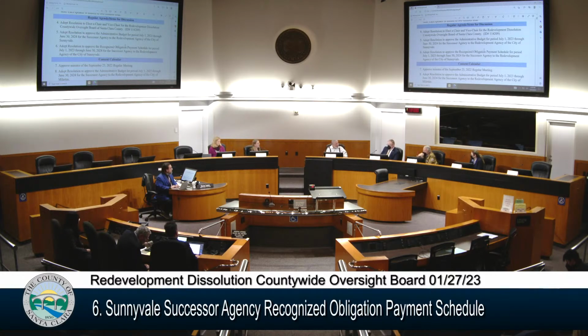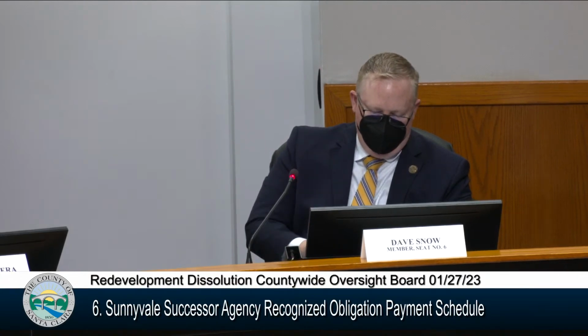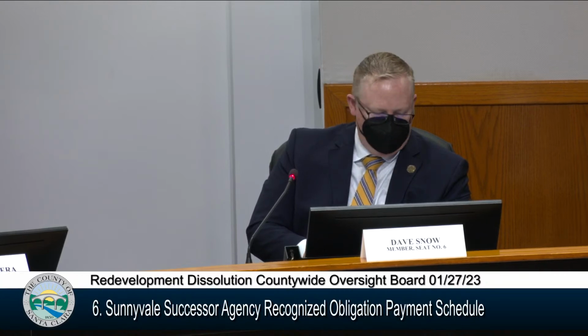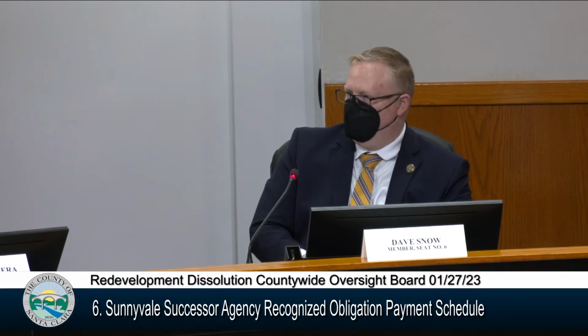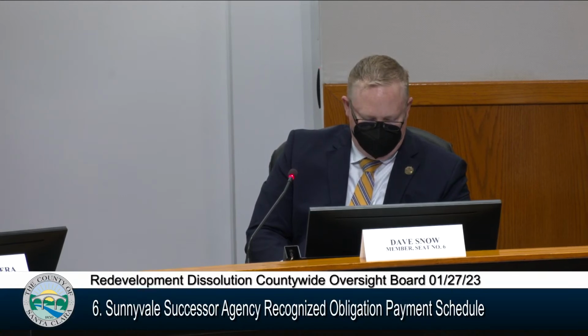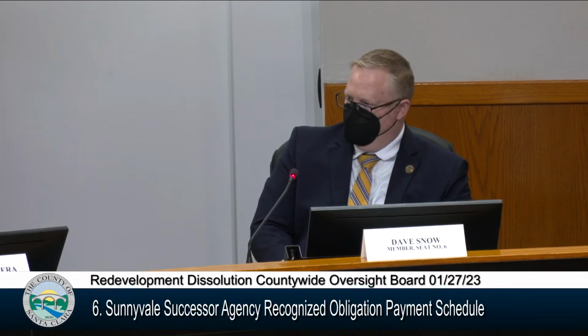Okay, well, given that it appears there was 50,000 budgeted, 38,000 spent, albeit it could be a lower number, given that we're not in a position today to understand the nuances of what's an allowable cost, other than what Department of Finance has put out there at this point, I would be inclined to approve the recognized obligation payment schedule for City of Sunnyvale, amending line 17 from 50,000 to 40,000.